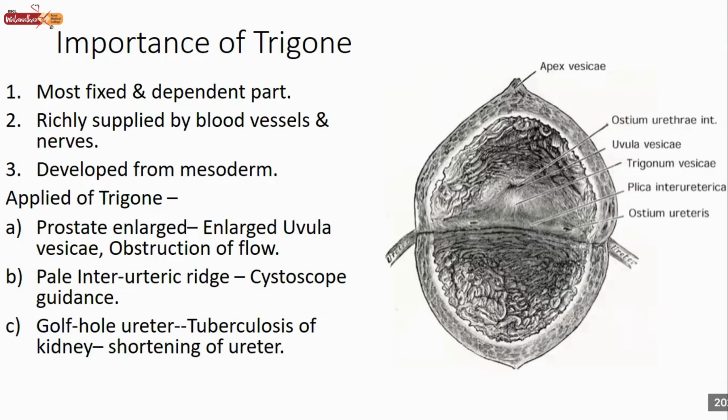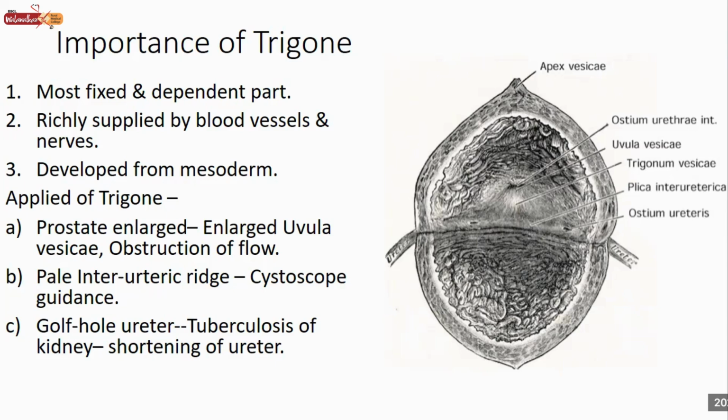So trigonum vesicae, what we saw, is a fixed, dependent part. As it is dependent, whenever there is a stone in the bladder, when the bladder becomes empty, the stone goes and touches this area. As this area is richly supplied by blood vessels and nerves, the patient will experience severe pain, as well as bleeding and inflammation of this area when there is a stone. This area develops from the mesoderm.